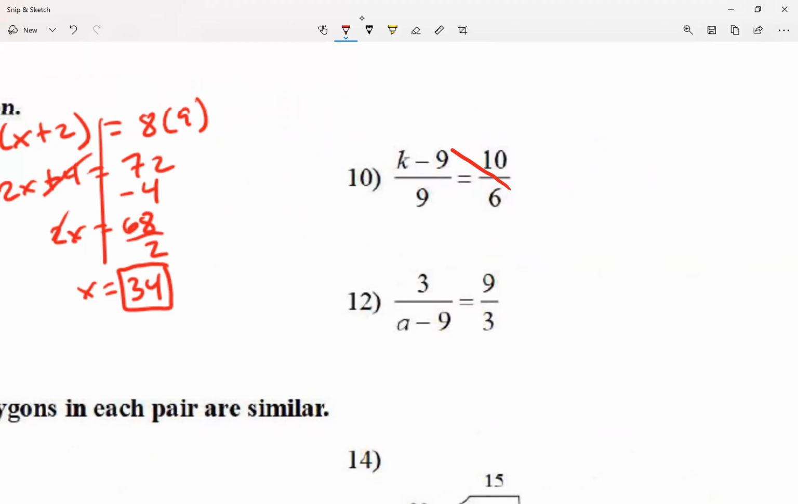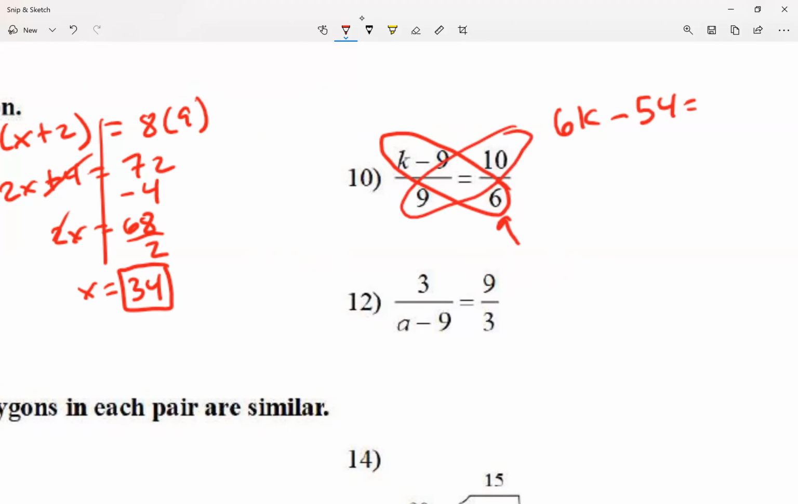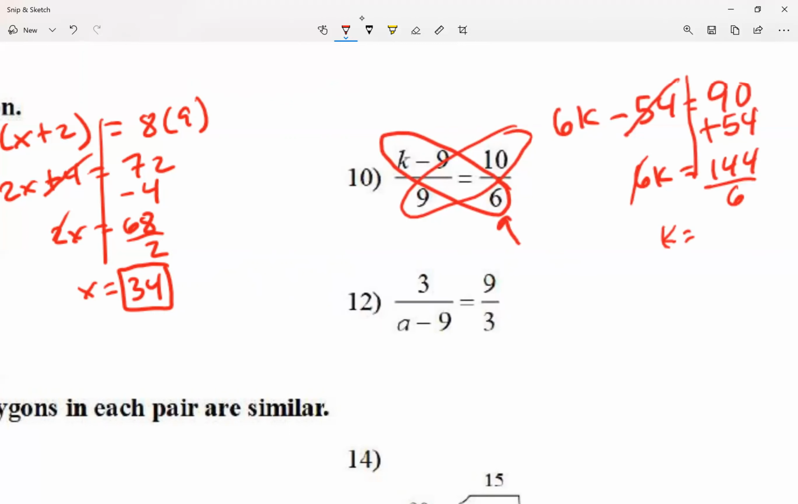Let's take a look at number 10. Let me cross multiply this way. The number by itself, the 6, I'm going to go 6 times k minus, and 6 times 9, right? The number by itself, I have to multiply to both. 6 times k and 6 times 9 equals 9 times 10 is 90. Let me separate them through the equal sign. My minus 54, I'm going to move it to the other side as a plus 54. So that gives me that 6k is equal to 144, right? 90 plus 54, that's 144. I do want to cancel that 6, right? I divide both sides by 6. So I get that k is equal to 24. Again, you don't have to type in k equals, just 24.